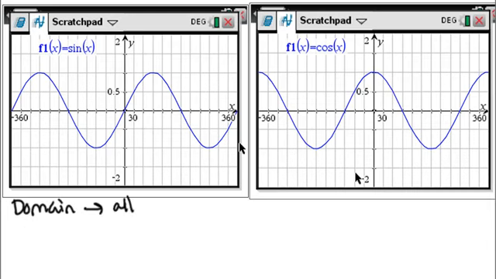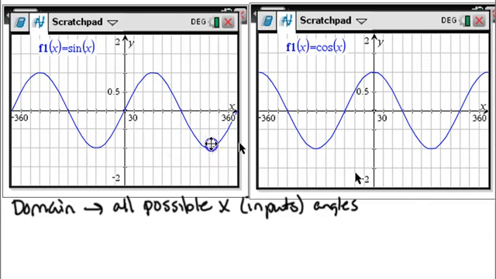Okay, when we're looking at domain and range, domain is the set of all possible x values for the function, or all possible input values. In other words, in this case, theta, the angle.